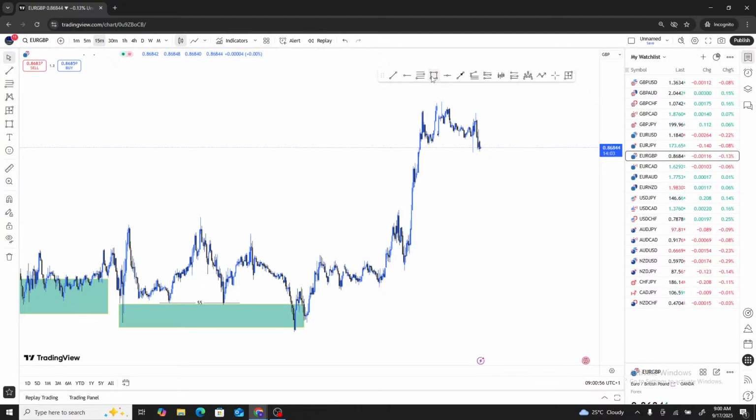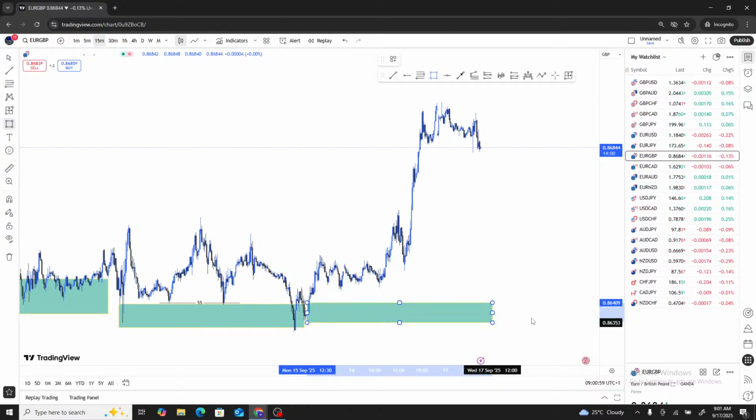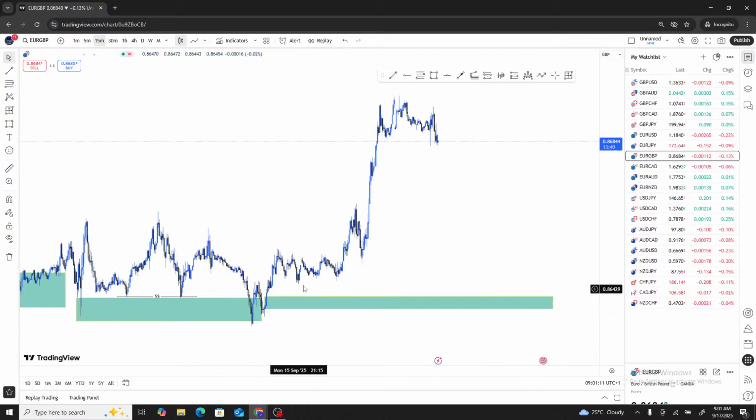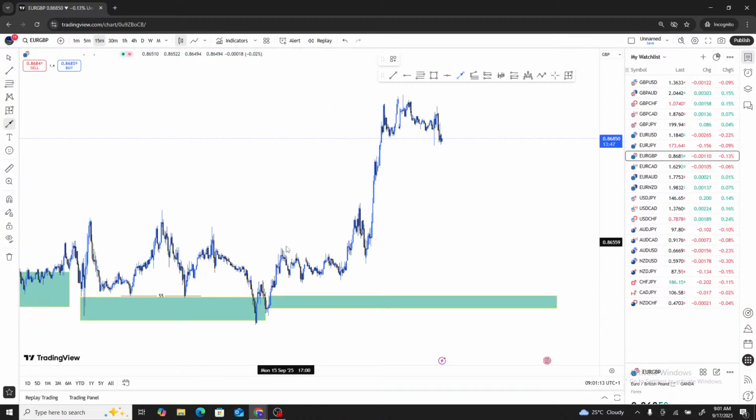As you can see, there is another block here. Look at this other block here. You see the other block? There is a little imbalance. The other block broke structure. There is a little imbalance right there. There is liquidity before the other block. Look at liquidity before the other block.